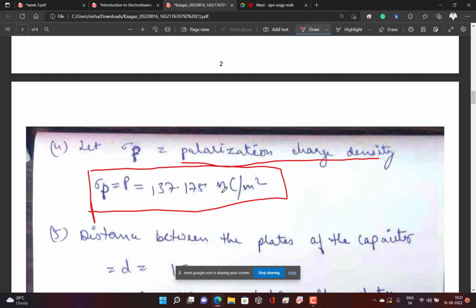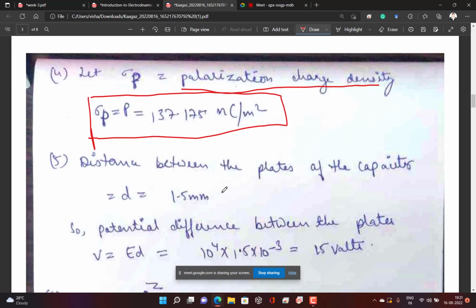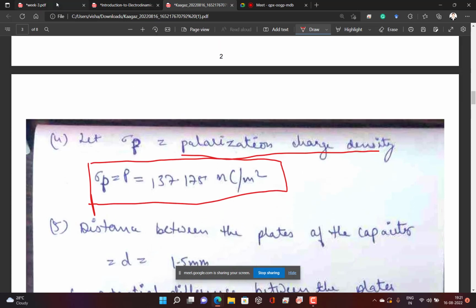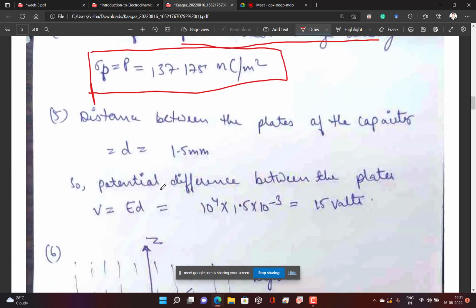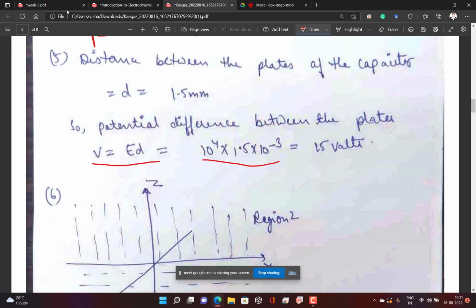Ma'am, I'm Gokul from Panimalai Engineering College, Chennai. Hello, Gokul. Yeah, go ahead. Ma'am, V is equal to E into D. Yes, very good. The distance between the plates of the capacitor here is 1.5 millimeters. So the potential difference between the plates will be V equals E into D, and we know the values. We put them in and we will get 15 volts.